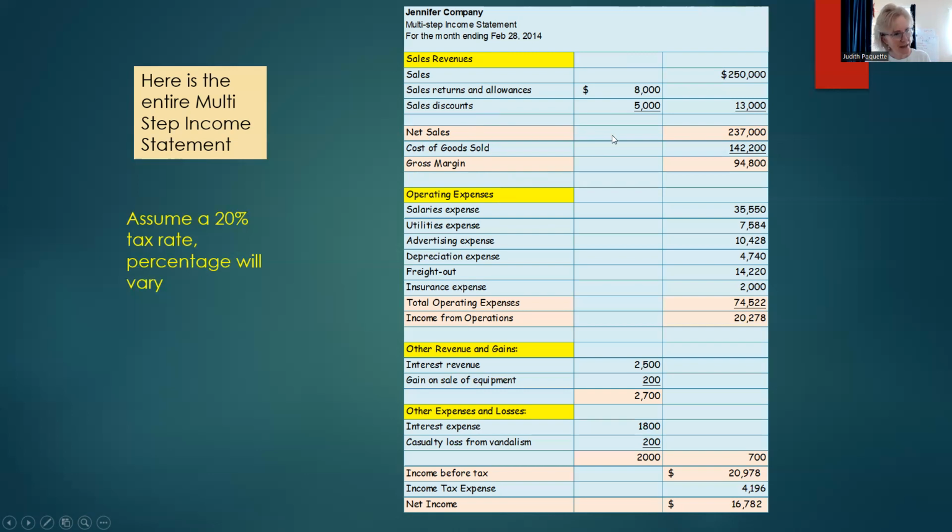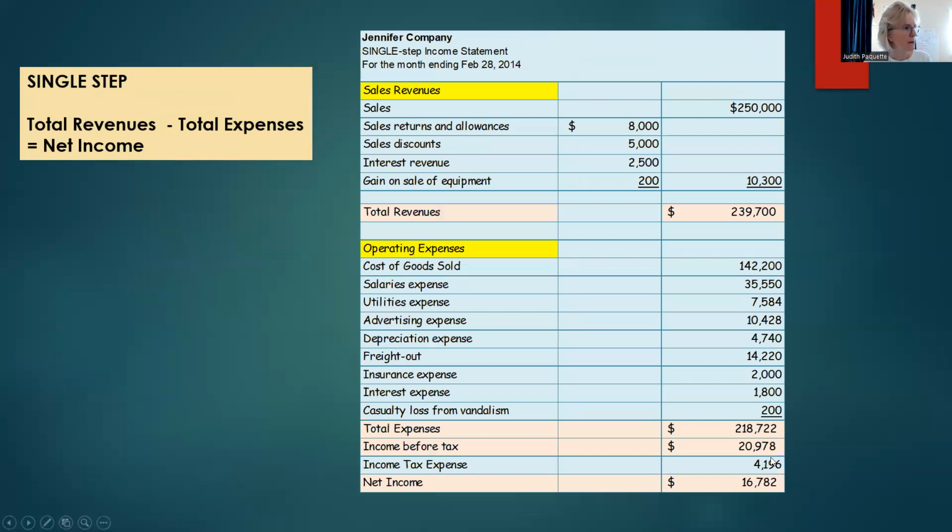subtotals here. Net sales, if you have more than one sales account, gross margin, difference between net sales and cost of goods sold, income from operations, the difference between gross margin and total operating expenses. And then at the bottom, we have other revenue and gains. We add these. Other expenses and losses, we subtract these. So that 700 is a net add. So income before tax, 20,978. Income tax expense will be provided to you as a percentage, and you'll calculate it against income before tax to get net income. Okay.